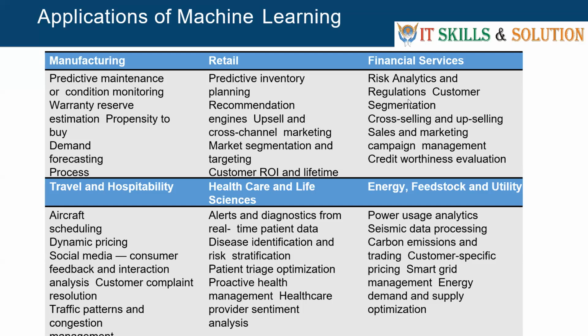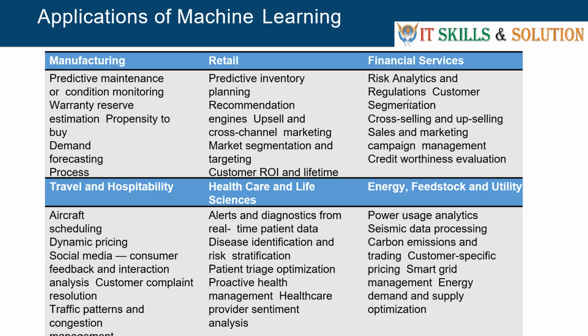So with the help of this customer segmentation, and yes, risk analytics, then sales and marketing, we can predict the sales of any firm or any industry. With the help of machine learning, we can simply predict the sales. And yes, we can again detect fraud. There are so many frauds going on, so we can detect that kind of fraud with the help of machine learning.